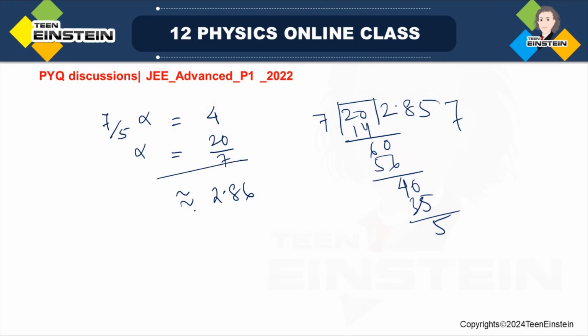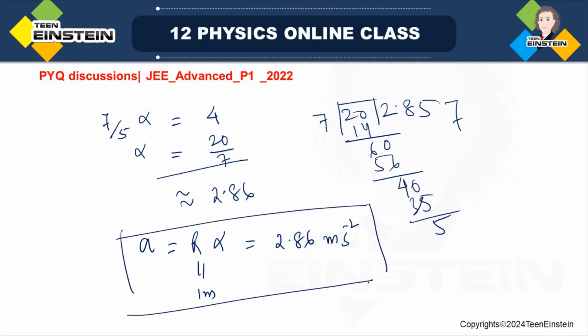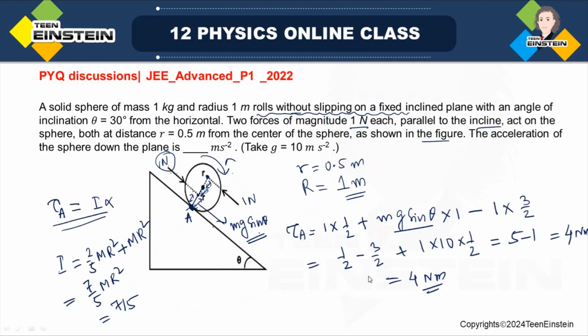Since the radius is given as 1 meter, we know a is equal to capital R alpha, and R is 1 meter. Therefore, alpha and a will have the same magnitude as this. So this will be meter per second square. Actually here the acceleration asked is the linear acceleration itself, okay. So this is 2.86 meter per second square. So this is the answer for this question.